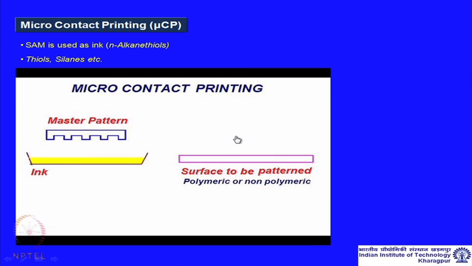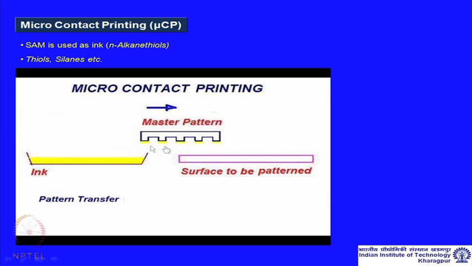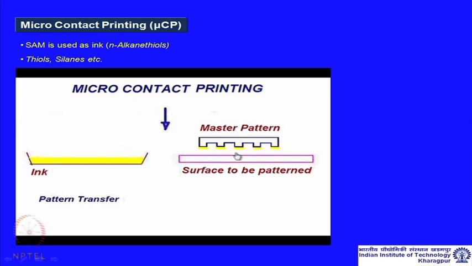You can look at this movie. What we have is a master pattern or a stamp, which is a PDMS stamp, and this ink is nothing but a silane solution, a solution of the surface active molecules, and this is the surface to be patterned, or the bare substrate. So, what you do, you take this stamp and dip it in the solution, which is known as the inking process. Of course, it is not possible to ink it like this; typically one dips it in the solution, and then this stamp is carried back and simply placed on the surface to be patterned.